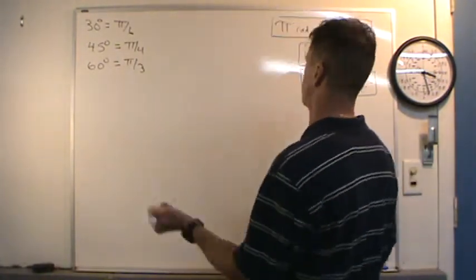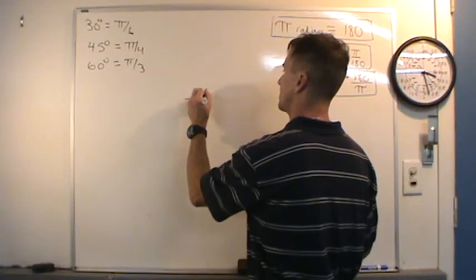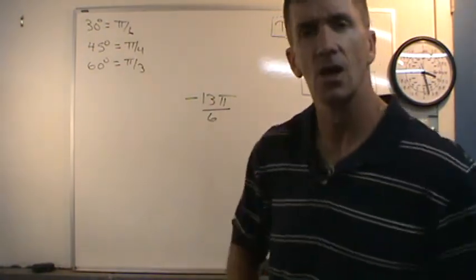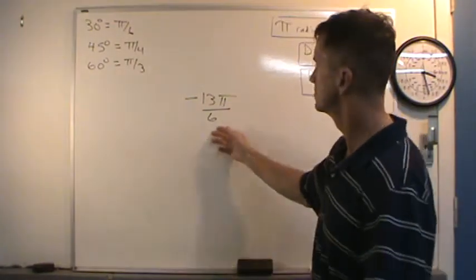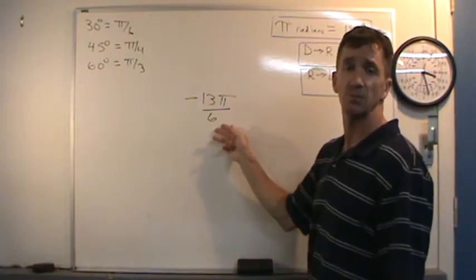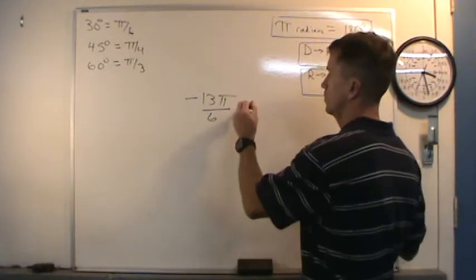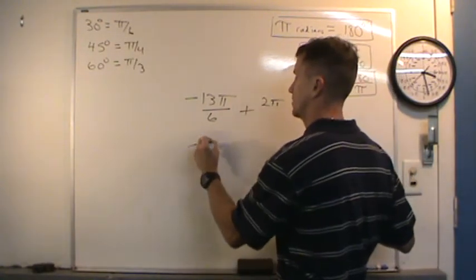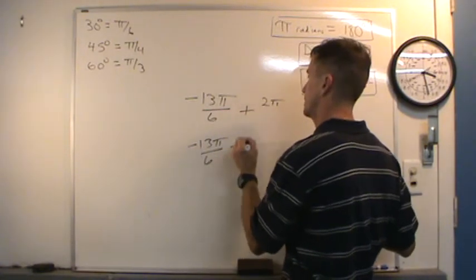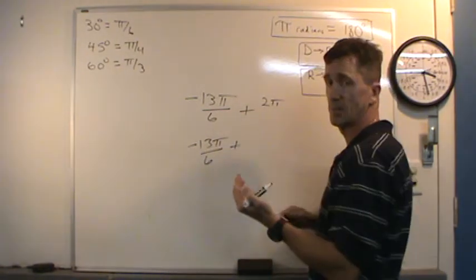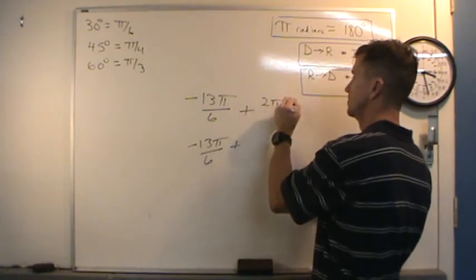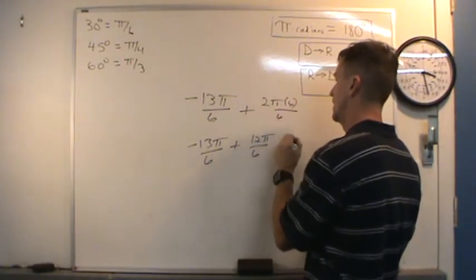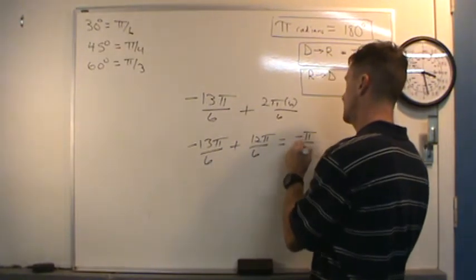Let's say it was negative 13 pi over 6. And you need to find a coterminal angle with this angle that has to be between 0 and 2 pi. Well, I'll just add 2 pi. Negative 13 pi over 6. And when I've got to do common denominators again, I multiply 6 over 6 here. So I add 12 pi over 6, and I get negative pi over 6.